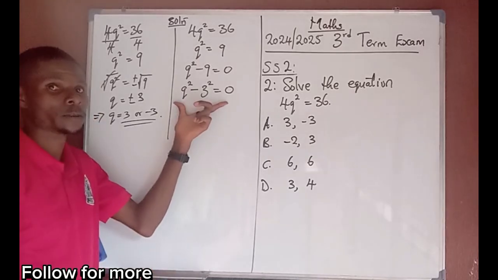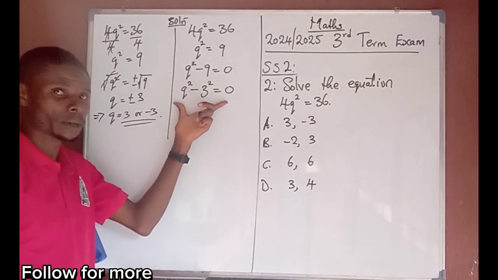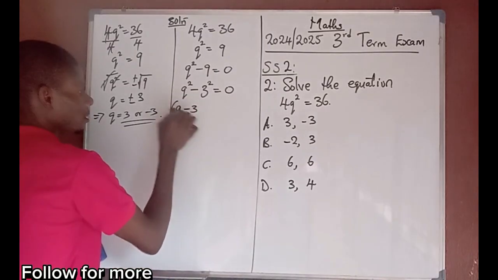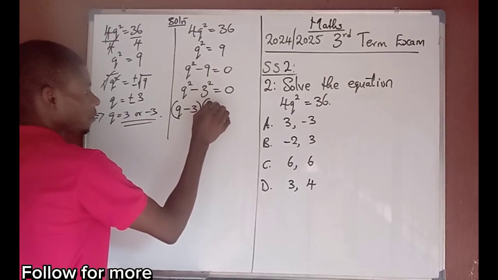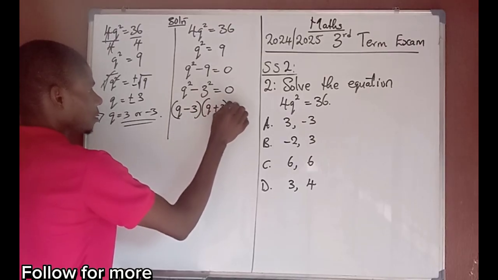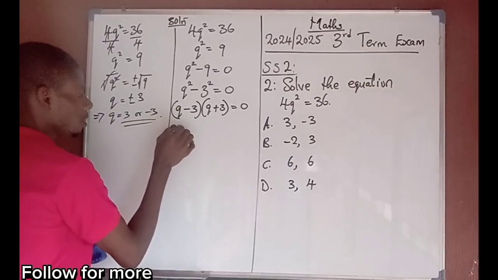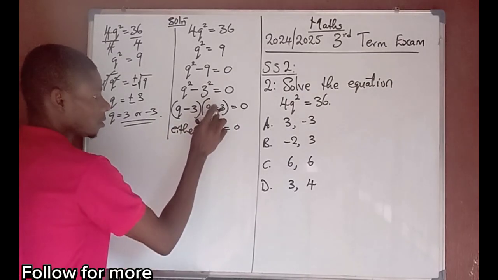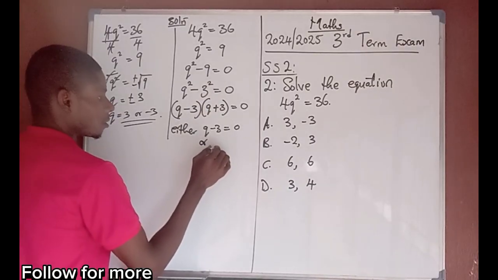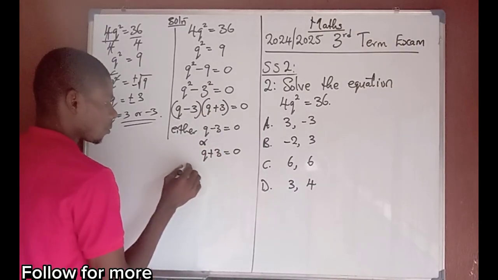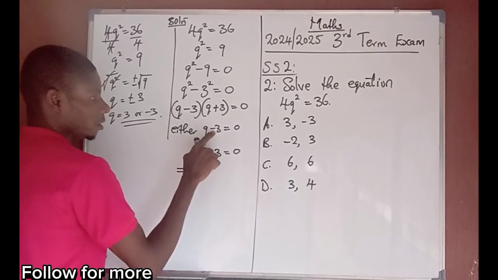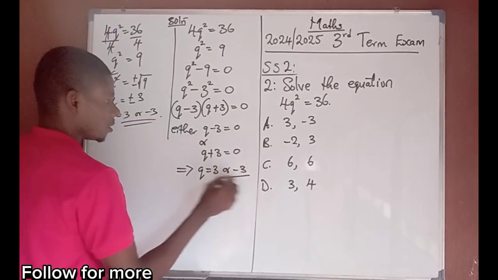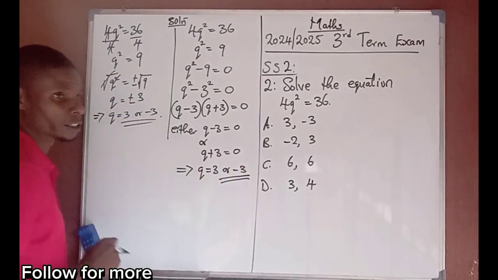What are we saying? We are saying difference of two squares. And what do you know about difference of two squares? The identity. It means the first minus the second multiplied by the first plus the second equals 0. So either q minus 3 is equal to 0, or the second one, q plus 3 is equal to 0. So this implies that going by the first one, q becomes 3, or going by the second, q becomes negative 3. So you can compare this and this, they are the same.